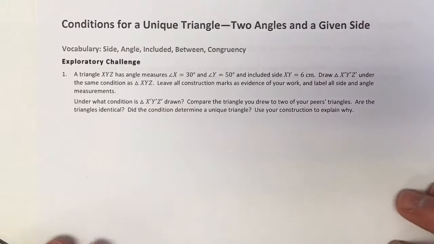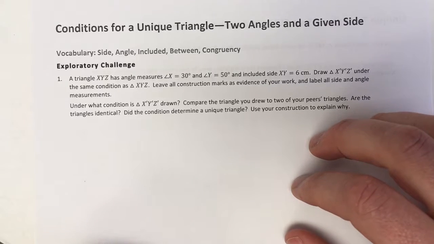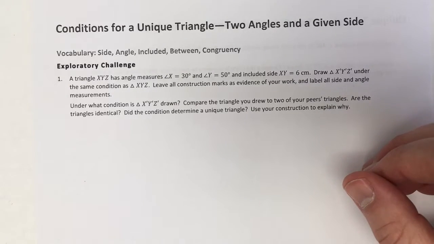Hello, we're going to continue talking about conditions for unique triangles. Today we're going to focus on when we're given two angles and a side. The other day we talked about side angle side and side side side, and so what we want to do is start to compare when we're given two angles and some side.